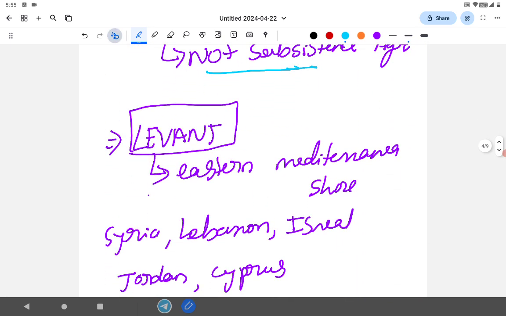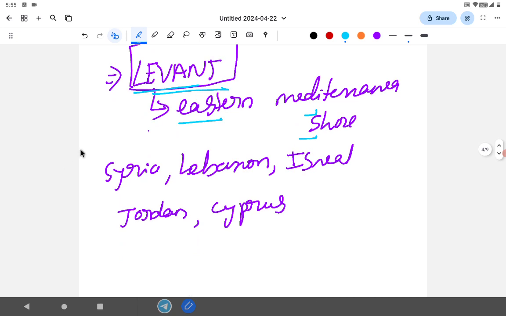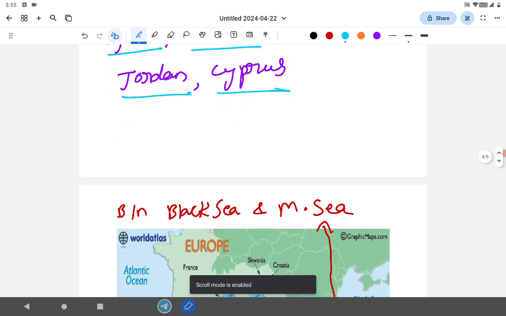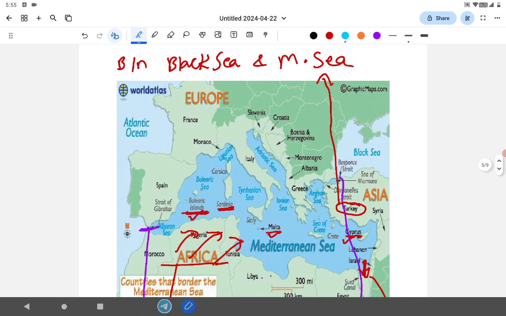Next, go to the Levant. The Levant is the eastern Mediterranean shore. This question was asked in the UPSC IAS Civil Services Prelims. The countries that are part of the Levant region are Syria, Lebanon, Israel, Jordan, and Cyprus. Five countries are part of the Levant region. We'll show that in the map as well.